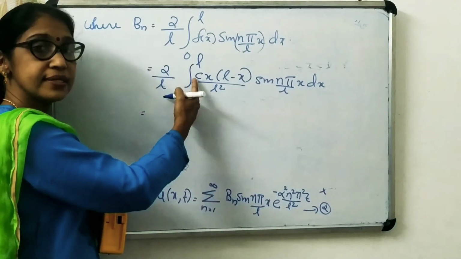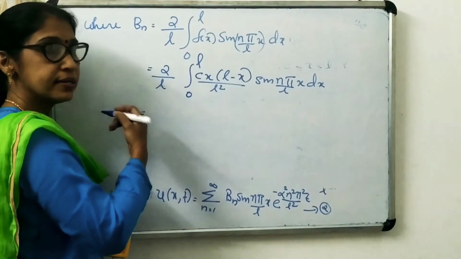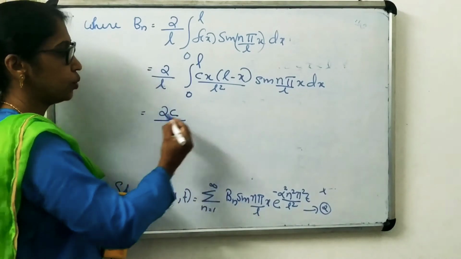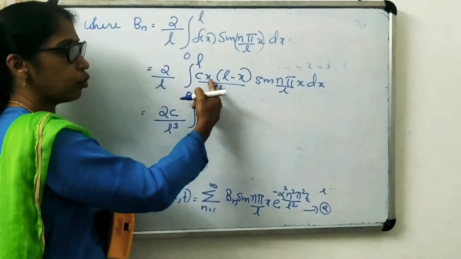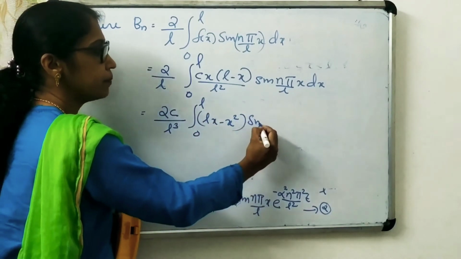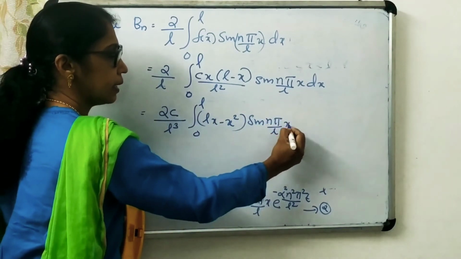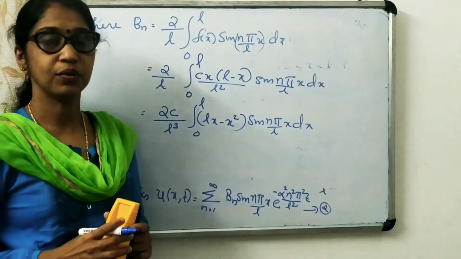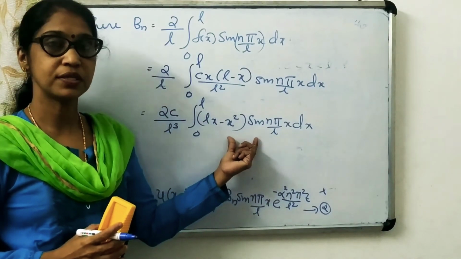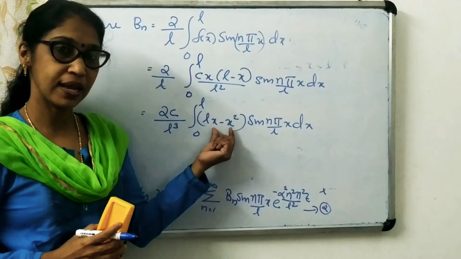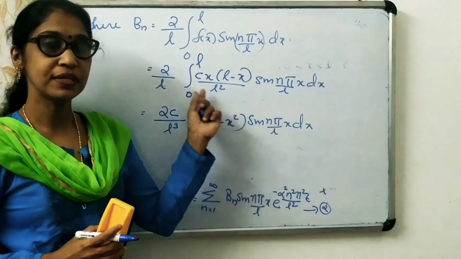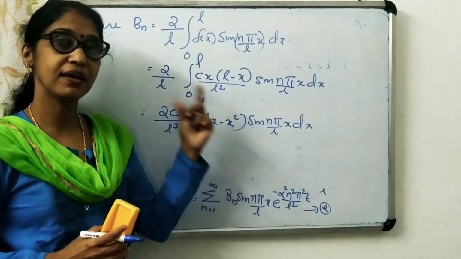This is equal to, here c by L square is a constant, so I am taking c by L square outside, to 2c by L cube into integral 0 to L. I am opening the bracket, so we get Lx minus x square into sin(n pi by L x) dx. Do you remember we solved this type of question, the same integral, in the wave equation? This same polynomial Lx minus x square into sin(n pi by L x) dx. We solved this same integral in the wave equation.